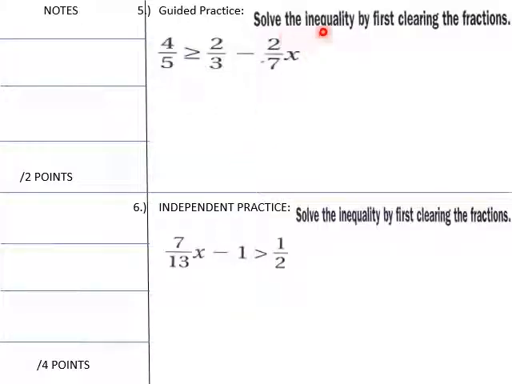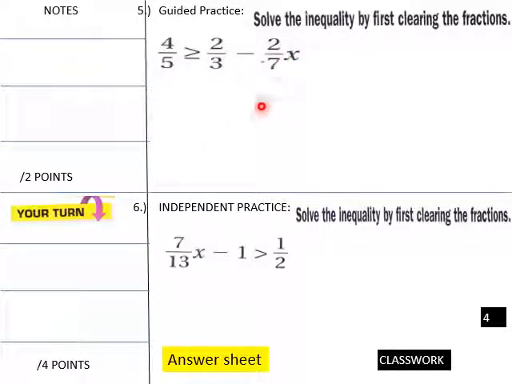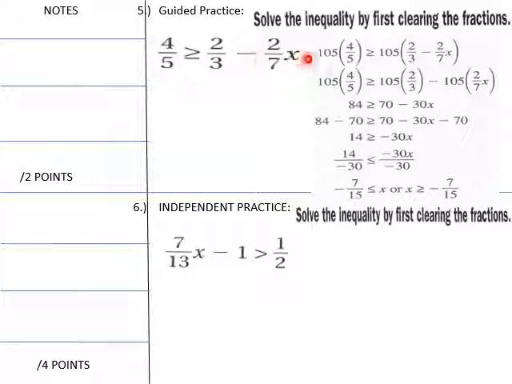Okay, let's try one here. Solve the inequality by first clearing the fractions. So we have 4/5 is greater than or equal to 2/3 minus 2/7 x. Students, this one down here is yours. So we're going to solve this one up here. To solve this one, we're going to use our LCD here, which is 105. With 5, 3, and 7, our LCD would be 105.